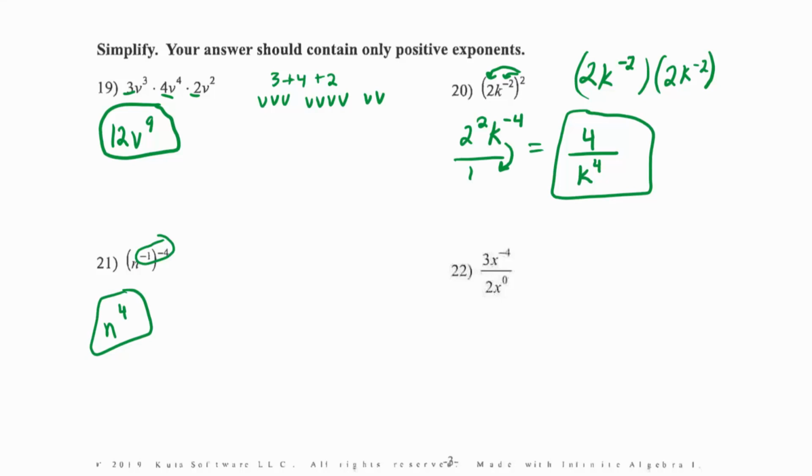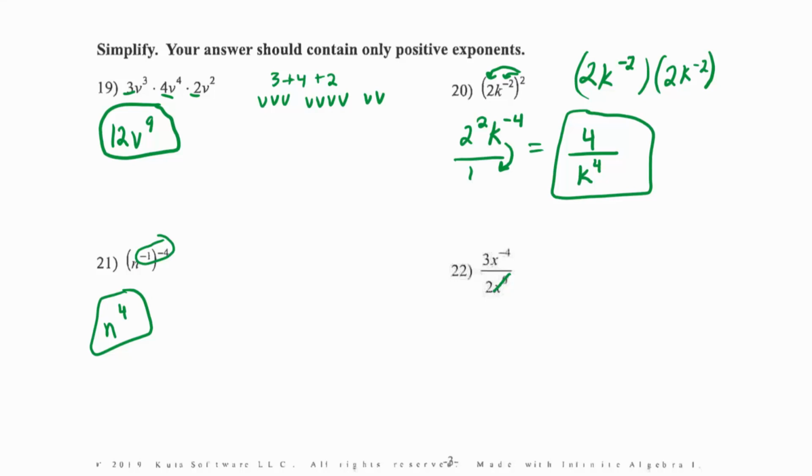X to the 0 is special because x to the 0 equals 1. So essentially on bottom we're saying 2 times 1, which is just 2. Really, if you have a bunch of stuff and something is to the 0 power, you can just kind of cancel that out. If it's the only thing on top, you'd have to put a 1 there as a placeholder, but otherwise you can mark it out.